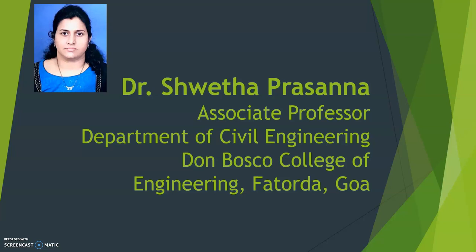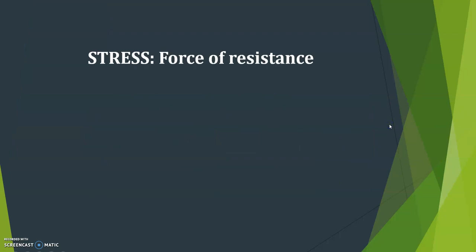So there are two possibilities. One is deformation stops, means the force of resistance is more than the applied load, so there will not be any deformation. In the other case, the force of resistance is less than the load applied. So in such cases, the deformation happens. This force of resistance to the deformation is called stress. The deformation is called the strain.